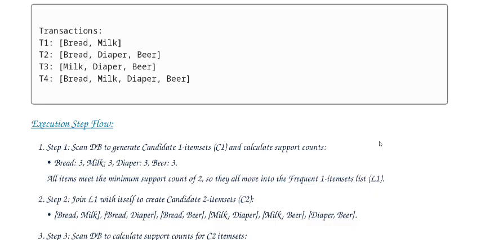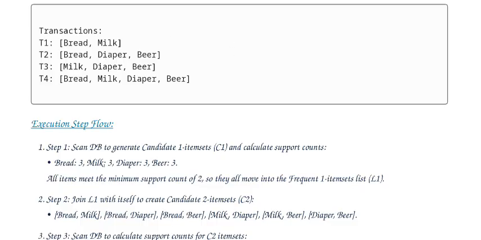Note it down. The minimum support count is 2. If the minimum support count is 2, the count of the item in the transactions must be equal to or greater than that support count, then it is okay.